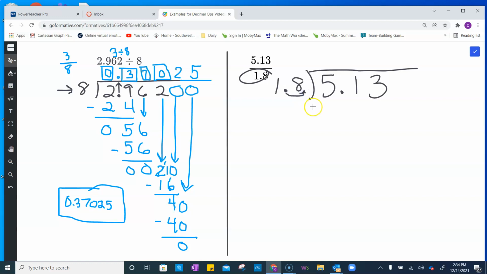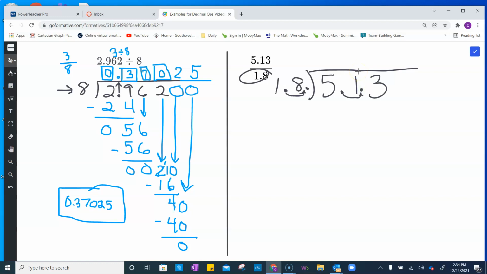In other words, move it over till you get a whole number. So I've got 18. When I move it and I put it over here, I've created the whole number 18. Now, if you do that to this number to clear it, you have to match it with the number under the house. You also have to clear that by moving it over one place.